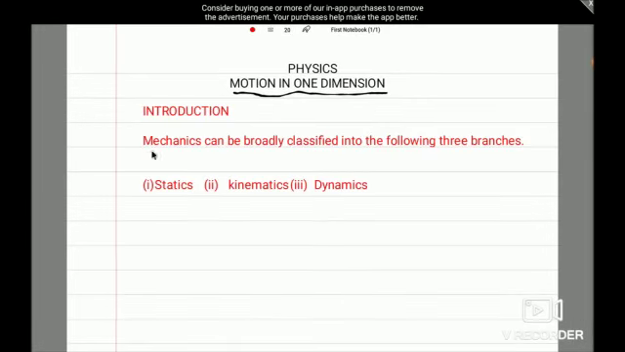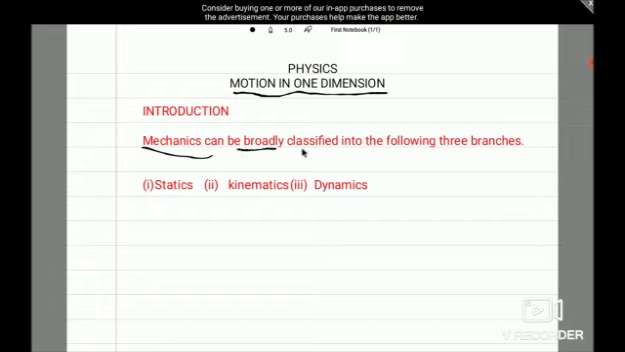Motion comes under the oldest branch of physics, that is mechanics. And mechanics is a branch of physics which deals with the study of rest or motion of material objects around us. It is the oldest branch. Mechanics and optics are the two oldest branches of physics. Mechanics is fundamentally the study of the state of rest as well as the state of motion of material objects.